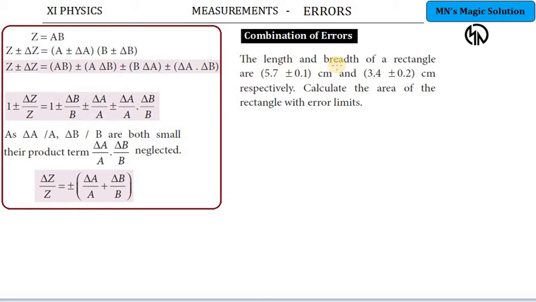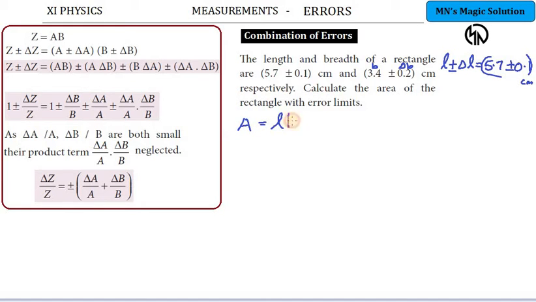See, the length and breadth of a rectangle have been given. How can we write this? I can write the length as L plus or minus del L. This is given as 5.7 plus or minus 0.1 centimeter. Correct? Similarly, for breadth, what is given? It is 3.4. So this is B, this is del B. So B plus or minus del B has been given to us. Now you have to calculate the area of the rectangle with error limits.